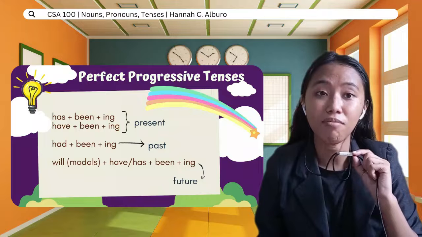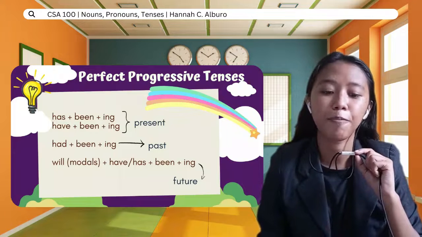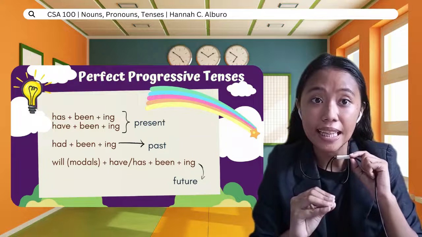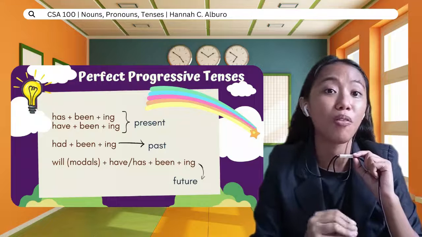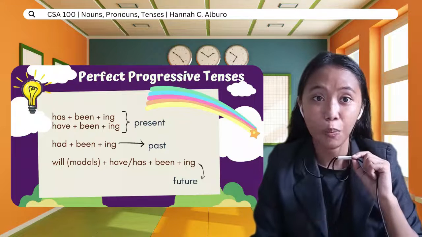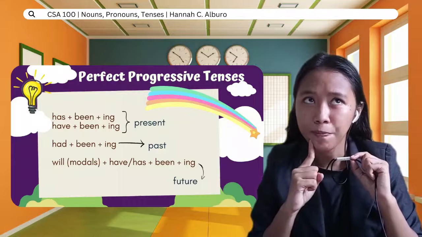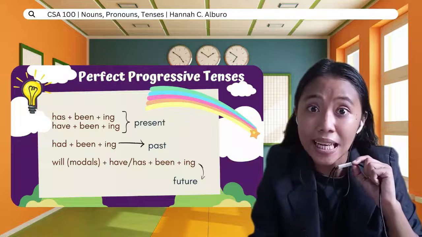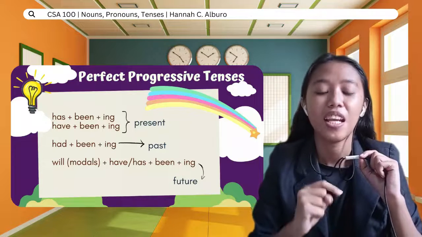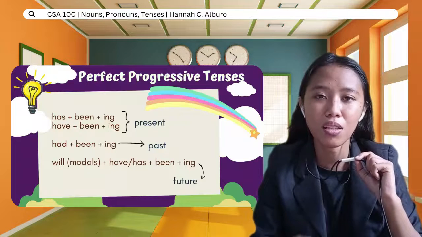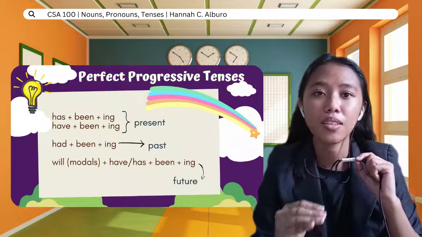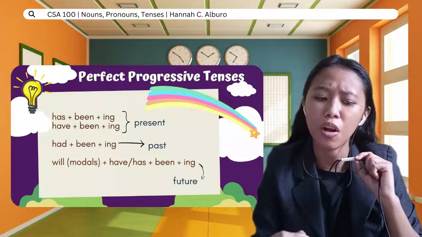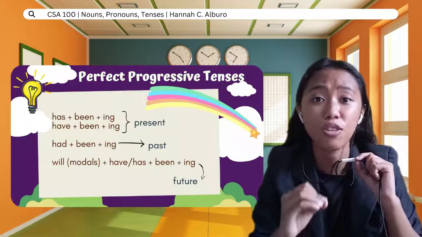So for the present perfect progressive tense, in the present, has, have, plus been, plus the ing form of the verb. For the past, of course, the helping verb should also be in past form, had, then plus been, plus the ing form of the verb. Next, for the future, of course, do not forget the modals. Will, the modal, plus it could be have or has, depending if the subject is plural or singular. Then plus been, then plus ing form of the verb.